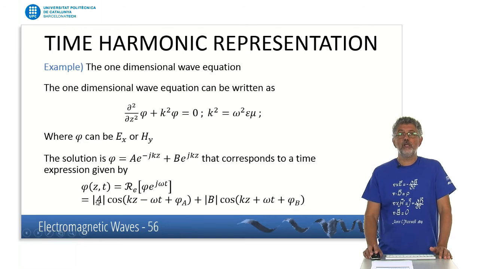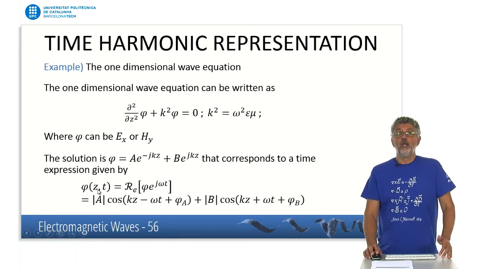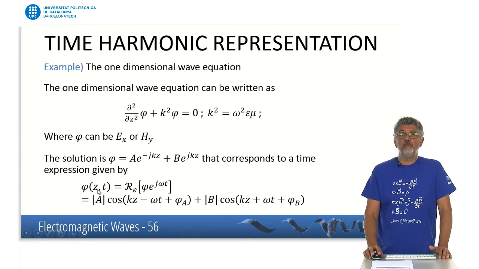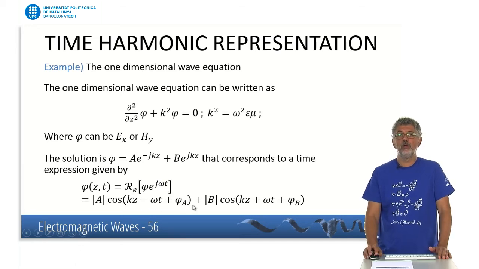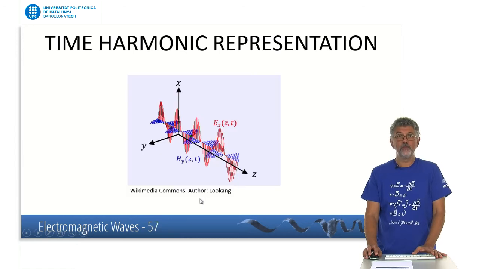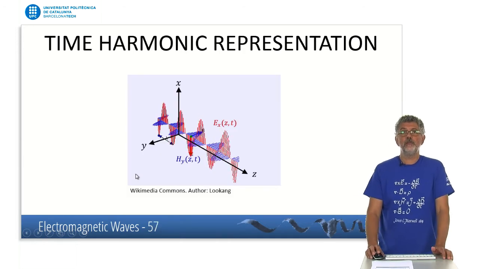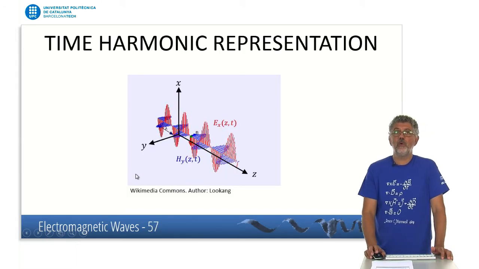Of course, if we want to know the time representation of these solutions, the only thing we have to do is take the phasor, multiply by e to the j omega t, and take the real part. So this is the time representation of that solution, and this is the standard representation we have. Notice that this is different from what we had before.